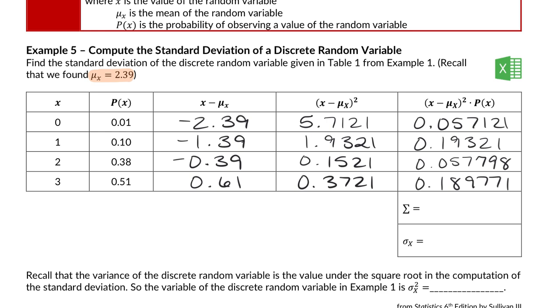We then sum those values. We would get 0.4979. And then following the formula, we take the square root of that to get that our standard deviation is 0.7056. Or if we're reporting this the way we said we should, how would we report this number? One more decimal than the value of the random variable. The values of the random variable are all whole numbers, so we would report this as 0.7.